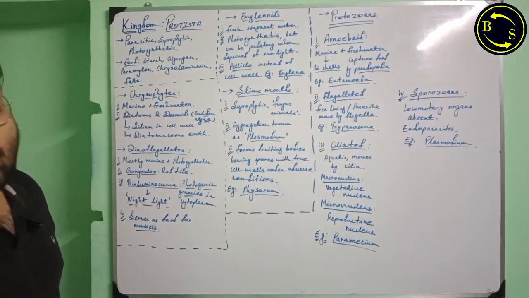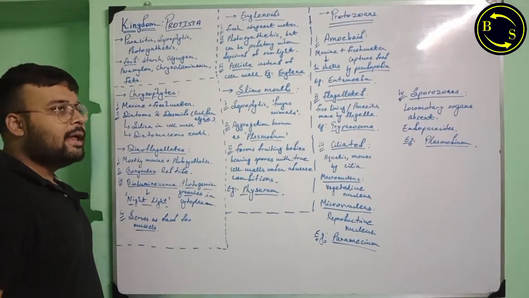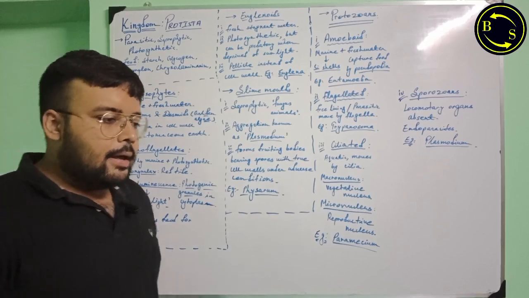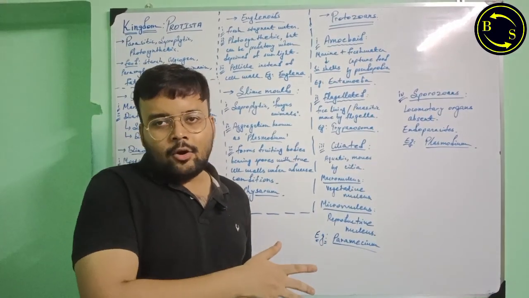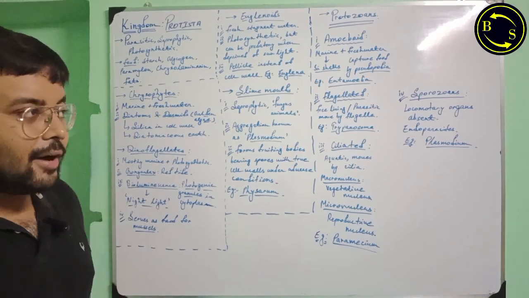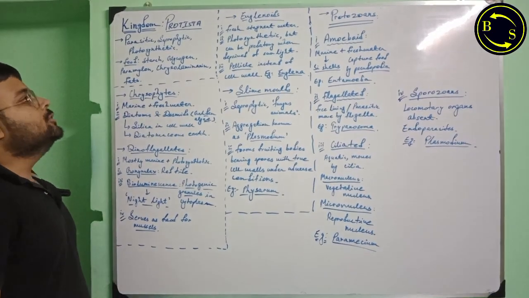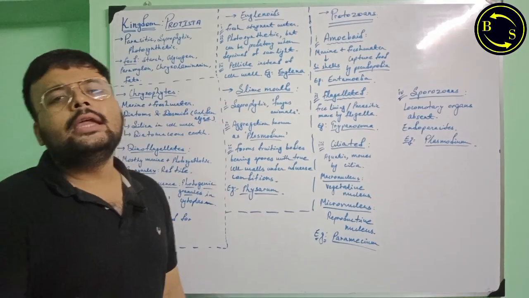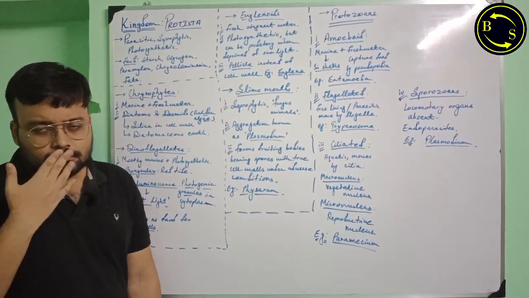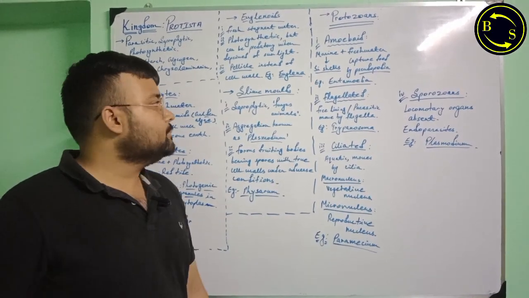Next, we have the euglenoids. These are very interesting organisms. They act as a bridge between animal-like organisms and plant-like organisms. Why? Because all euglenoids, for example, Euglena comes under the class Euglenoid.